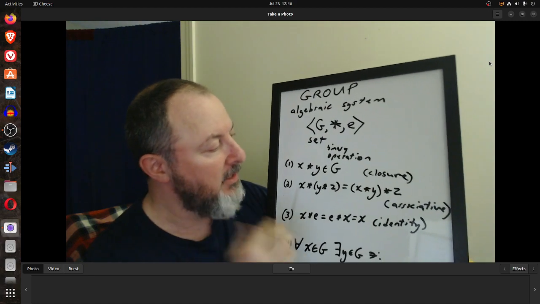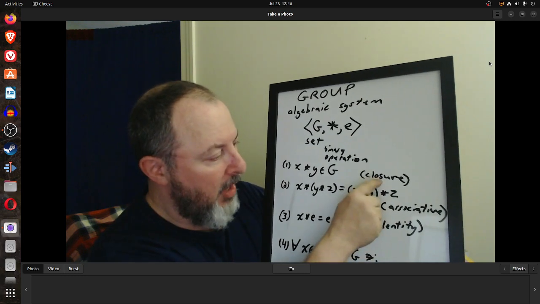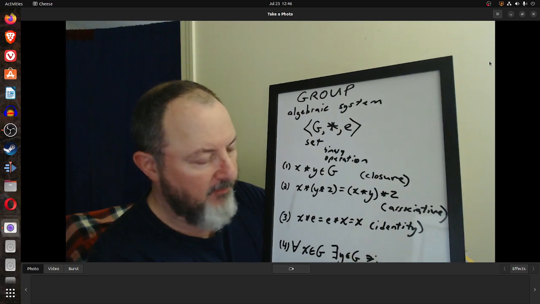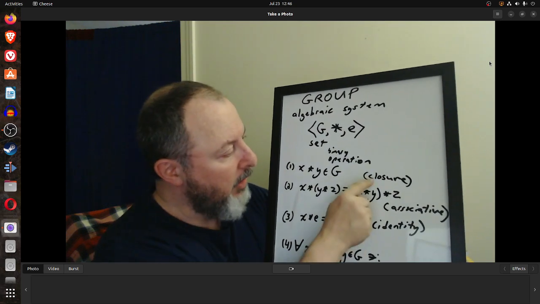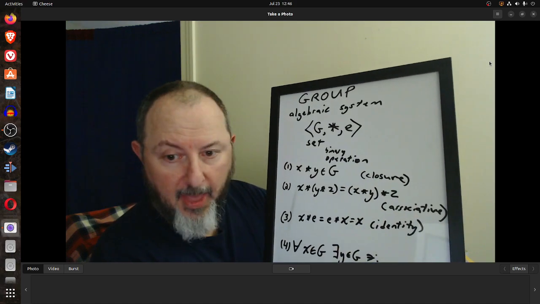So you need to know, to have a group for a set, it has to be closed, associative, have an identity, and have inverses. That's it. Closed, associative, identity, and inverses.